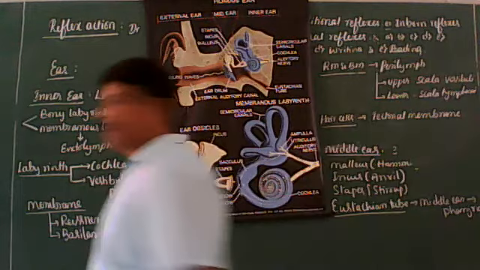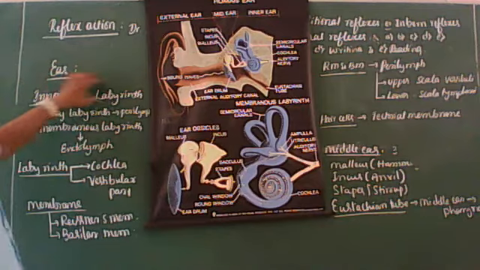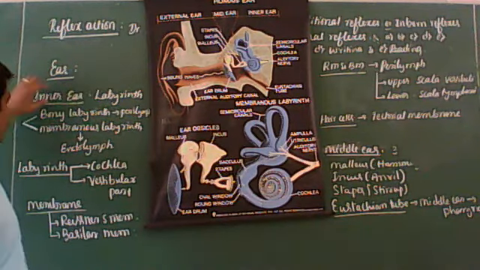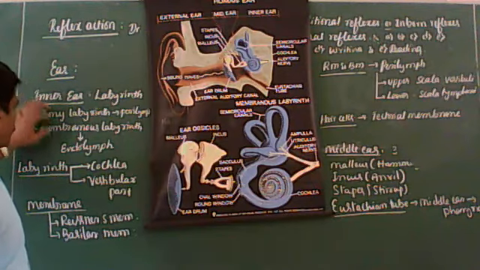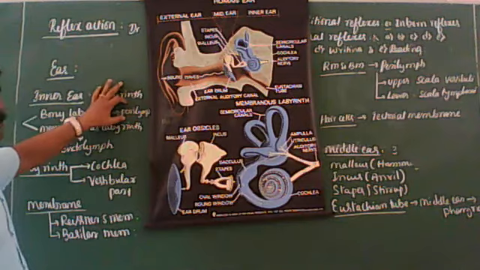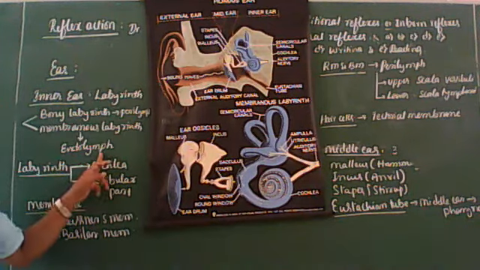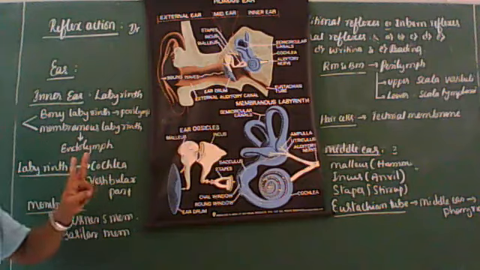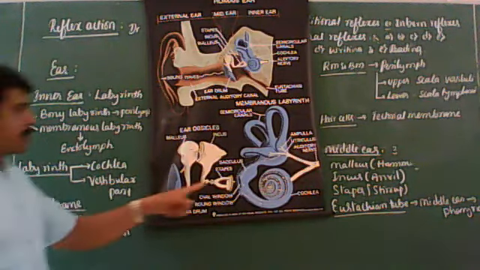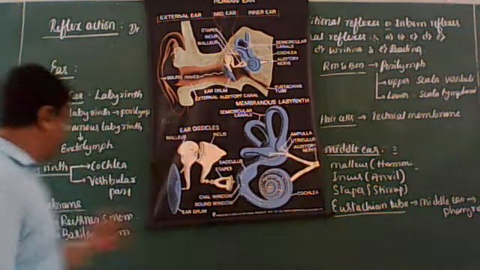I'll repeat once again. Yes, students, look at the board. The internal layer filled with liquid is called labyrinth. It is divided into bony labyrinth and membranous labyrinth. Bony labyrinth is surrounded by a fluid called perilymph. Membranous labyrinth is surrounded by a fluid called endolymph. Labyrinth has two important parts: cochlea and vestibular part. The inner fluid regions of the labyrinth is called cochlea. It is surrounded by membrane.